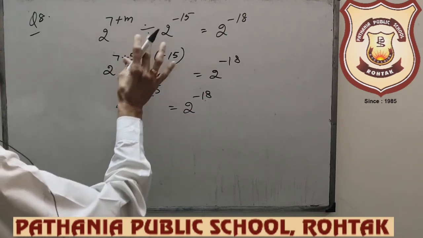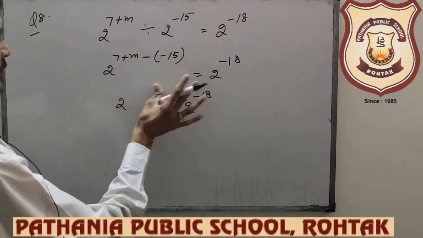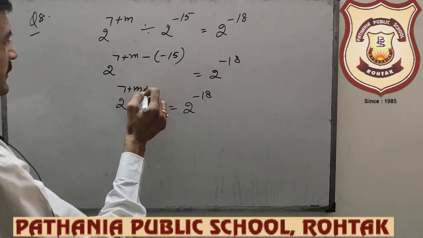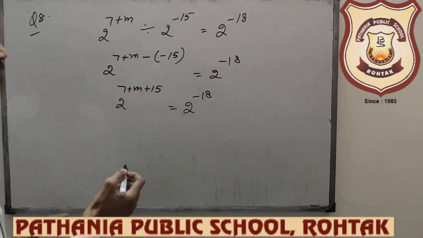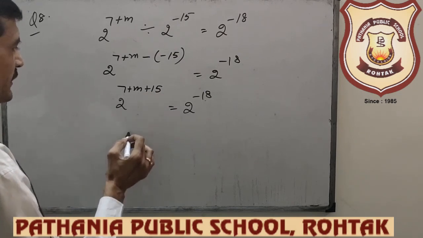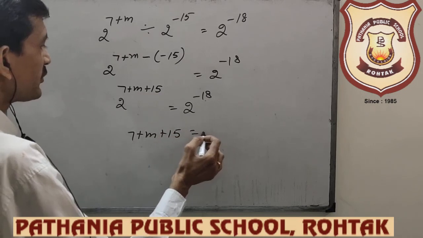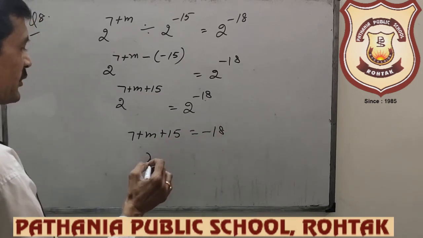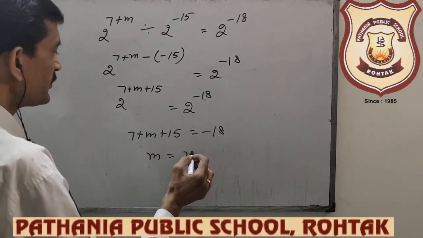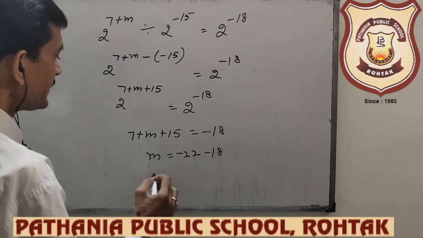It was m, beta, I wrote 5, sorry. 7 plus m. So what is it? 7 plus m plus 15. Find the value of m. We have to solve. Now what is it? 7 plus m plus 15 is equal to minus 18. Now find the value of m. m is equal to 15 plus 7 is 22. So minus 22 on that side, minus 18. So m is what?